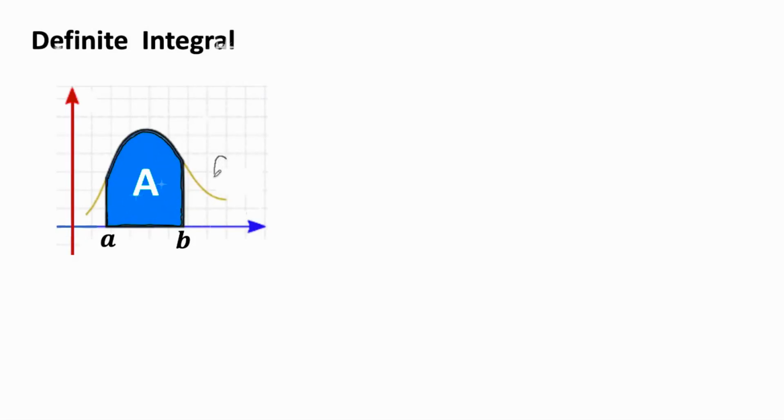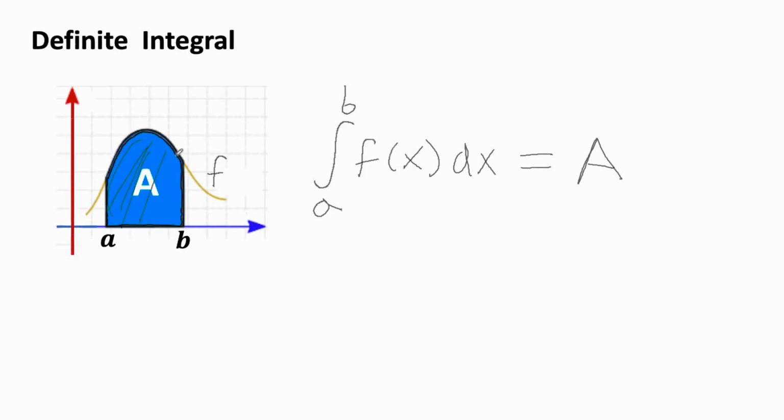Suppose that a positive function f is given. Then the definite integral from a to b of this function f, so f of x dx, is simply equal to A, where A is the area that's enclosed by the function f, by the x-axis, and by the lines x equals a and x equals b.